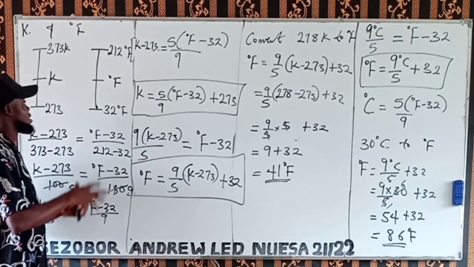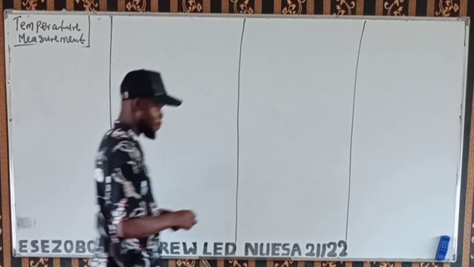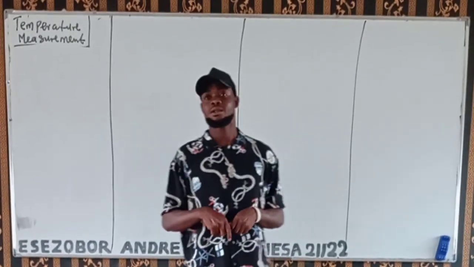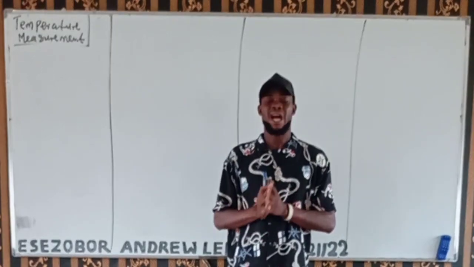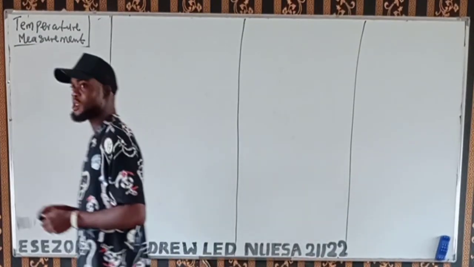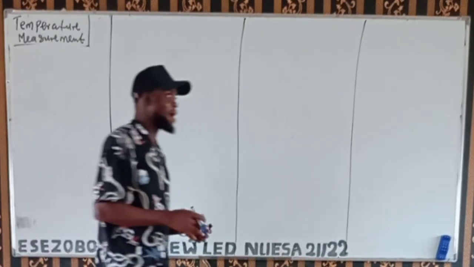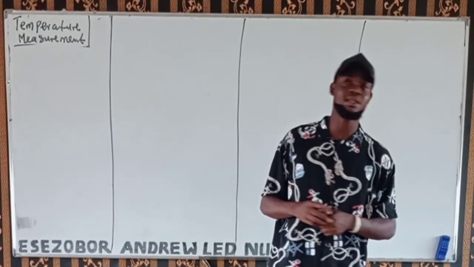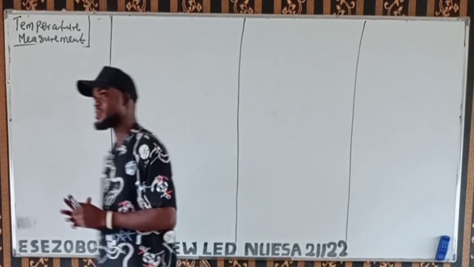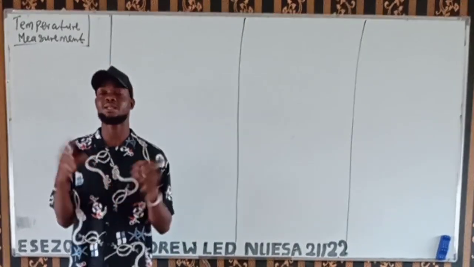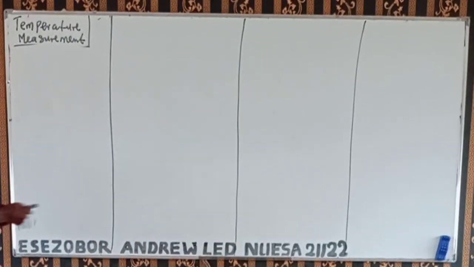Now we are going to look at more conversions. Let's look at this question, which is very important. Question 1: at what temperature would the Fahrenheit and Celsius scales have the same reading, or coincide? That is, at what temperature will the readings of Fahrenheit and Celsius be the same? That is the first one we're going to look at.